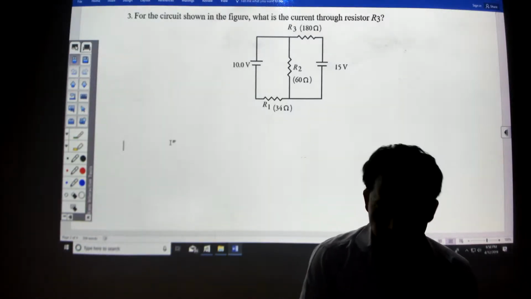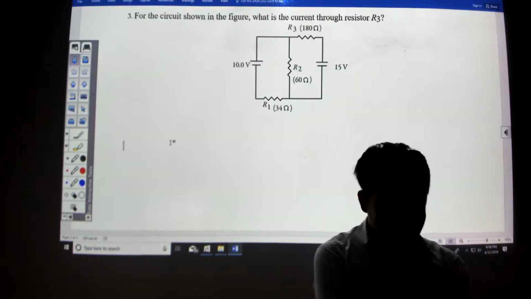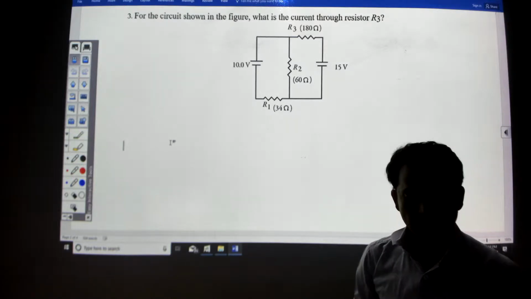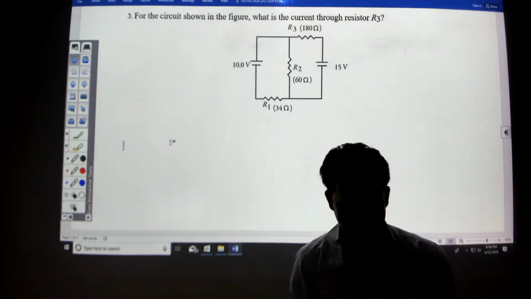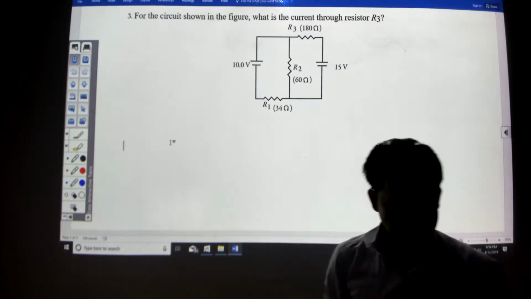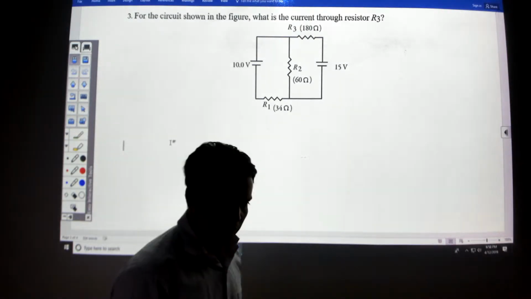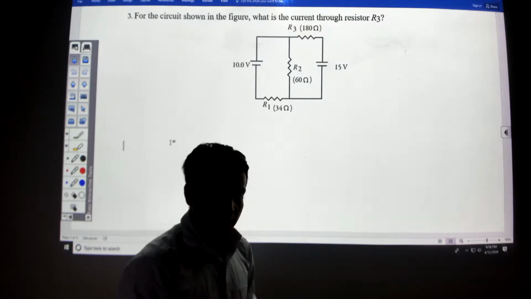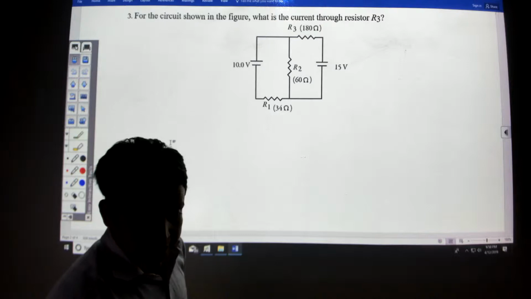This problem requires the understanding of Kirchhoff's law, the junction rule and the loop rule or the voltage rule. Using Kirchhoff's law, we're going to solve this problem. If you do not have the background about Kirchhoff's law, please go through the book, and I'll also try to explain here, and it will be a little easier for you.